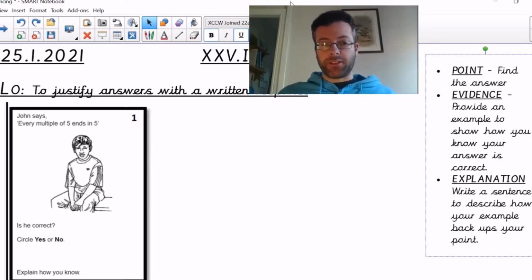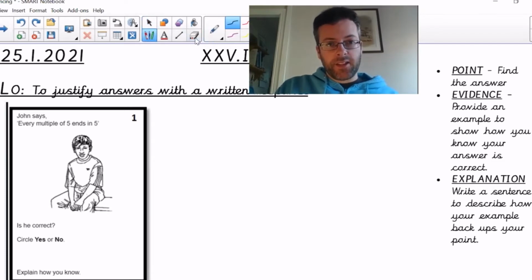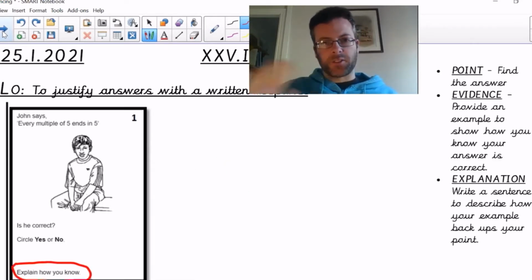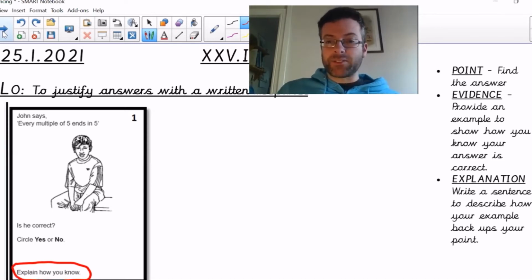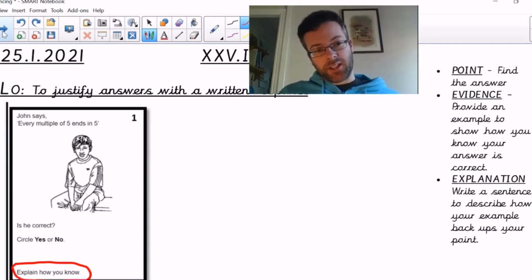the success criteria. So when we get a question like this and it says something like explain how you know, often it comes with one of those fancy circular little cloud things. I've cut those off for most of the questions just to save space. So think about it a bit like a reading question. We need to make our point, so our point will be yes or no. We need to give some evidence for that and we need to explain it, okay? And then hopefully that will give us enough marks.